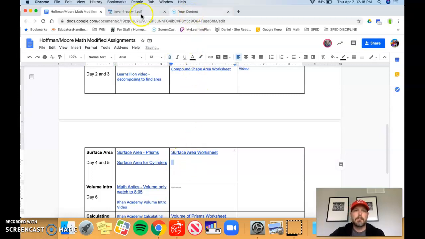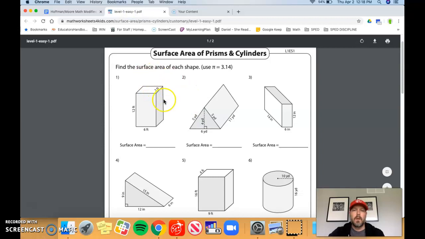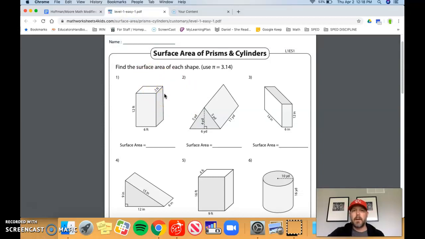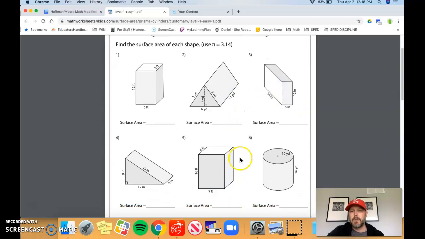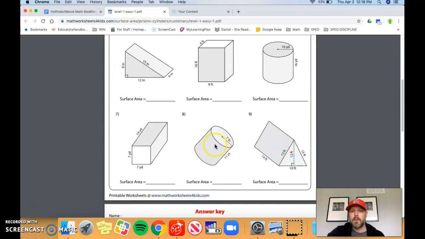So surface area is exactly what it sounds like. It is the area of all the surfaces of a three-dimensional, a 3D shape. There are three different types of prisms here, or cylinders. The first one, like number 1, number 3, number 5, these are all rectangular prisms. We have triangular prisms, like number 2 or number 4, and then we also have cylinders, like number 6 or number 8.